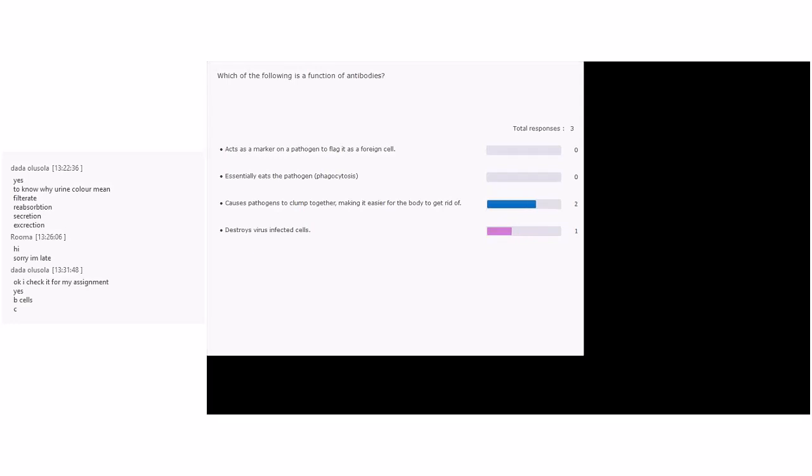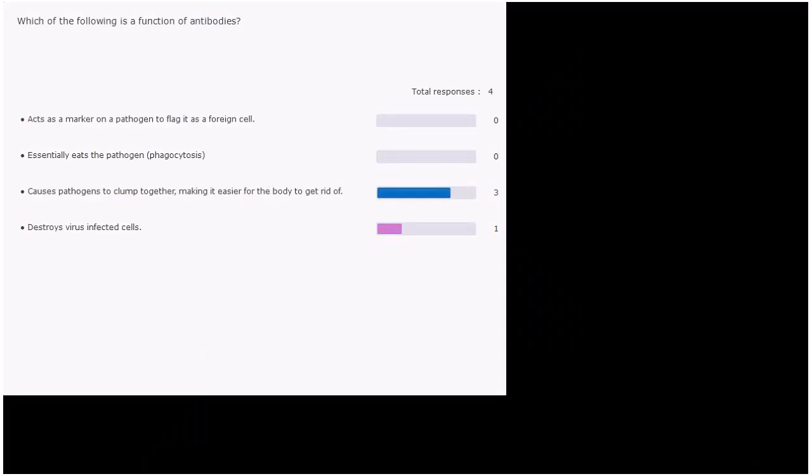So you're correct, most of you are right. So it's C, causes pathogens to clump together, making it easier for the body to get rid of. So one person did pick destroys virus infecting cells, so that would actually be the cytotoxic T cell or even a natural killer cell. So the T cell or the natural killer cell actually destroys the body cell that already has a virus or bacteria or pathogen inside of it. So the correct answer for this one is causes pathogens to clump together, making it easier for the body to get rid of.